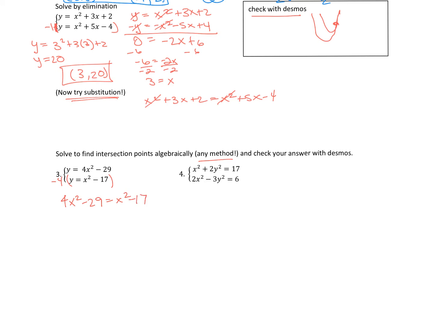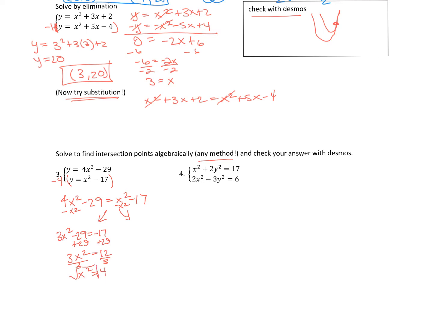And I'm going to subtract, basically you have two ways to solve this, and I probably should talk about both of them in this video. Since there's no x term, there's only an x squared term, I'm going to isolate x squared. So I'm going to subtract x squared from both sides. When I do that, I get 3x squared minus 29 equals negative 17. I'm going to add 29 to both sides. I get 3x squared equals 12. You have to put the 29 on top and subtract the 17. And so now that I've isolated my x squared, I'm going to divide by 3. I get x squared equals 4.